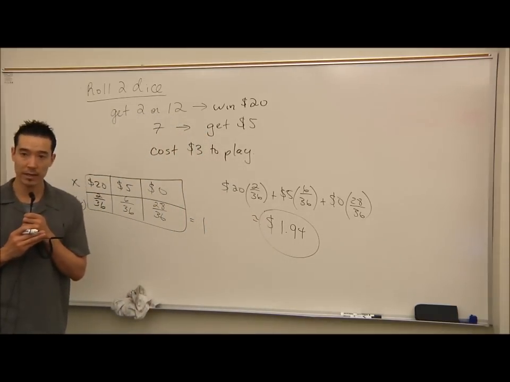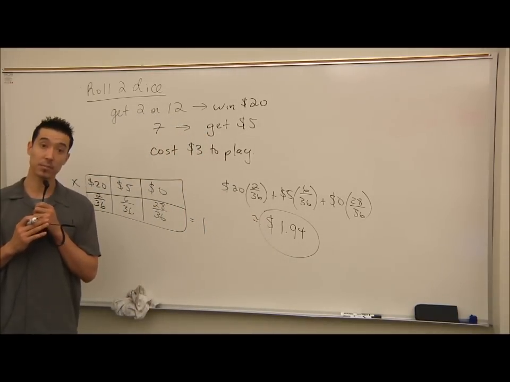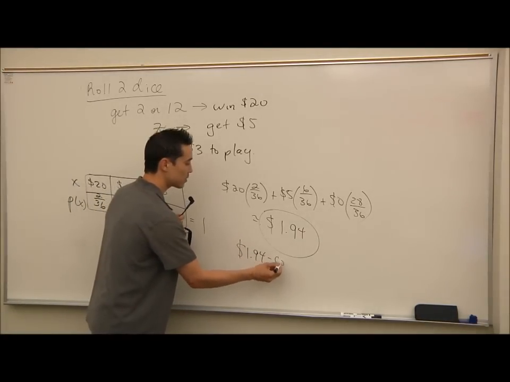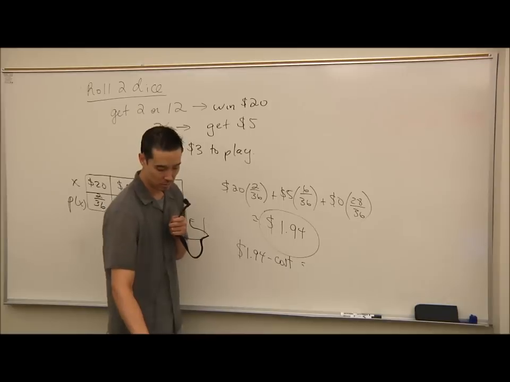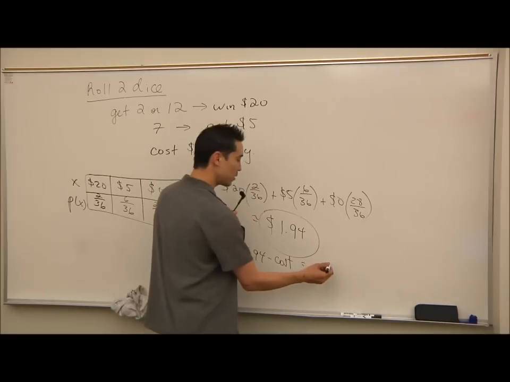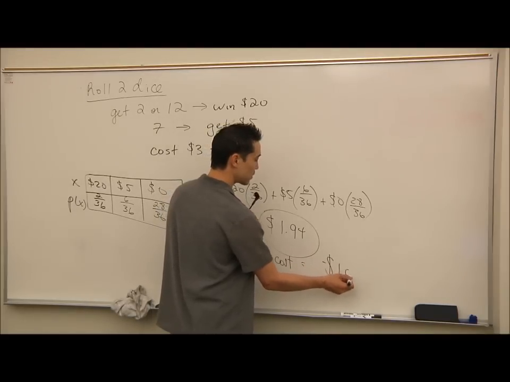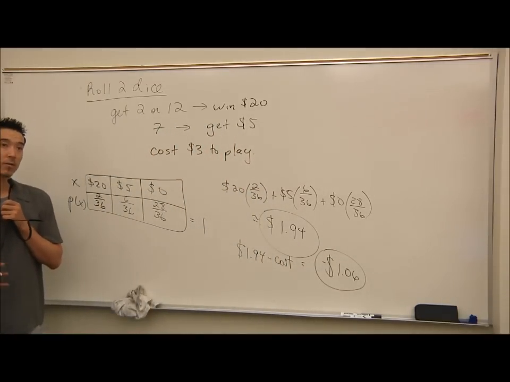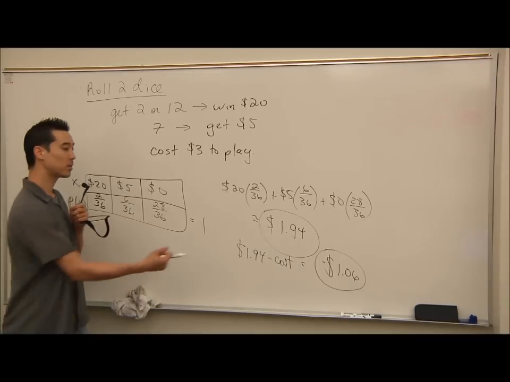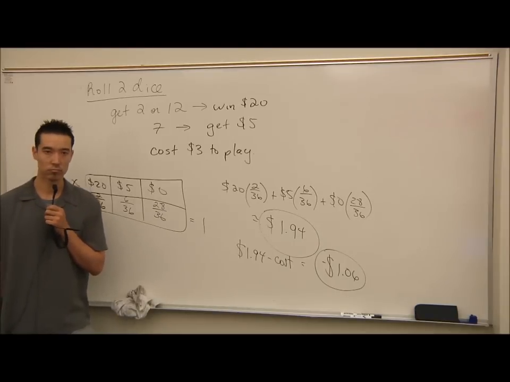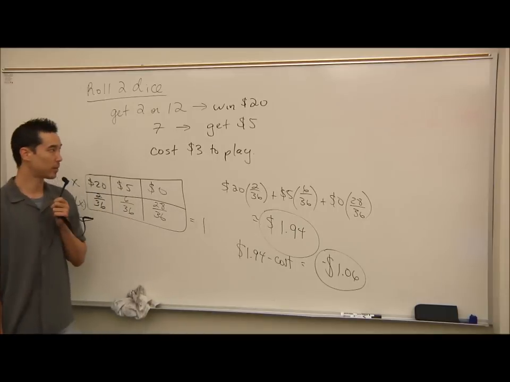What do I still need to add in? How much it costs to play the game, right? So take your 1.94, subtract cost. So 1.94 minus $3. On average, you expect to lose $1.06. Okay? If you play this game over and over and over and over, on average, you expect to lose $1.06. Okay, a lot better than the charity box anyway. Is it fair? No. Okay, if it comes out to 0, it would be fair.